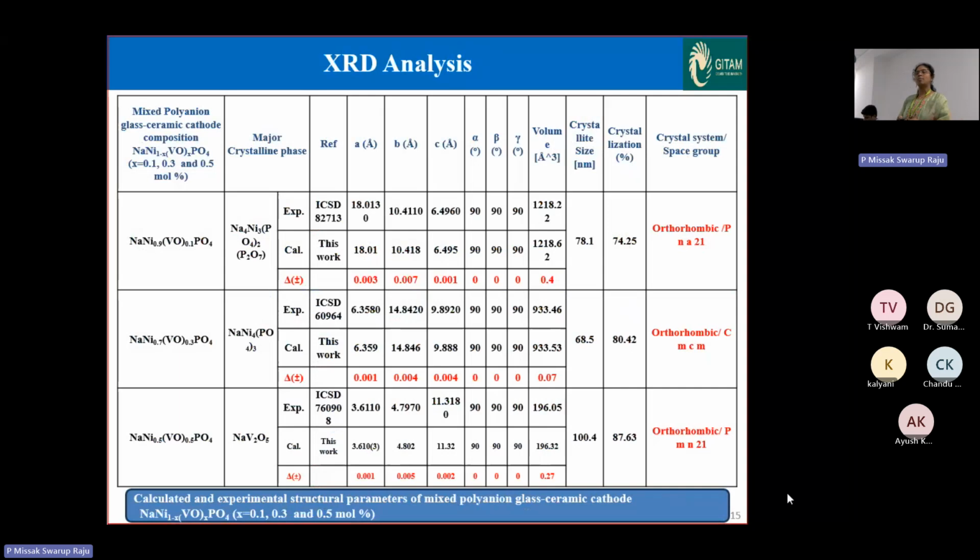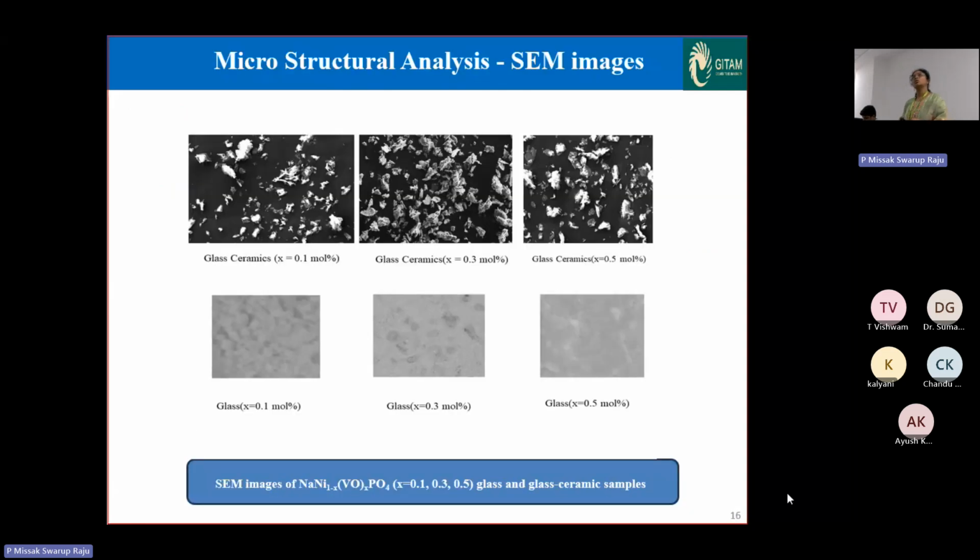In this orthorhombic structure, the A, B, C values are different, and the alpha, beta, gamma values are equal. That's why these orthorhombic structures appear in all three samples in the XRD analysis. The next one is the microstructure analysis, using the scanning electron microscope.